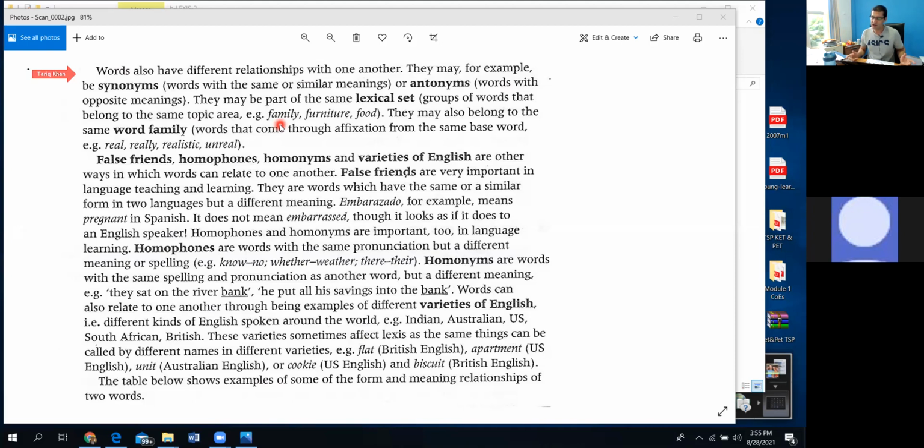So if you see, all these are different from each other. Table is different than the chair, chair is different than the cupboard, cupboard is different than the bed. Their names are also different, but they belong to the same topic area which you call furniture. Likewise, vegetables, likewise fruits, likewise animals.